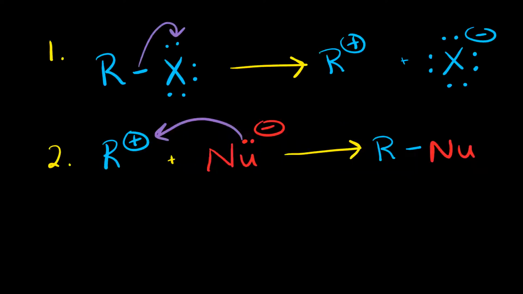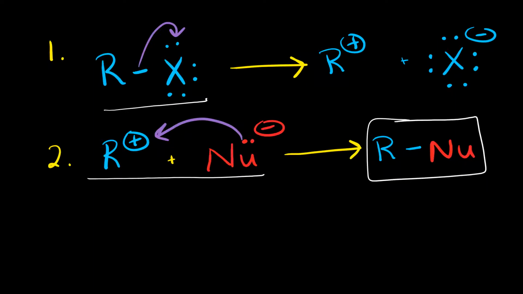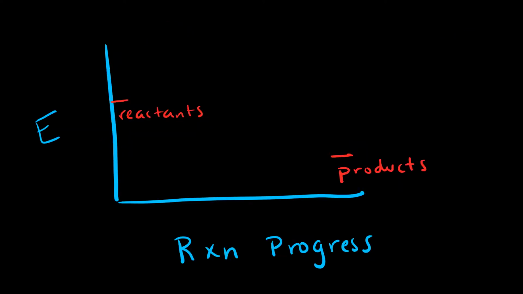We're going to take a look at that two-step mechanism that was proposed in the last video a little bit more closely now. To refresh your memory, here's the two-step mechanism that was proposed. We have a bond breaking step followed by a bond formation step to give an overall substitution. If we were to plot an energy diagram of this reaction and so looked at the change in energy as the reaction progressed, it would look something like this.